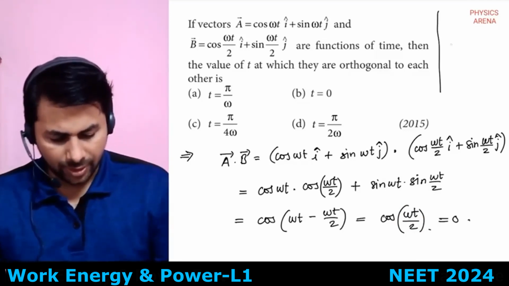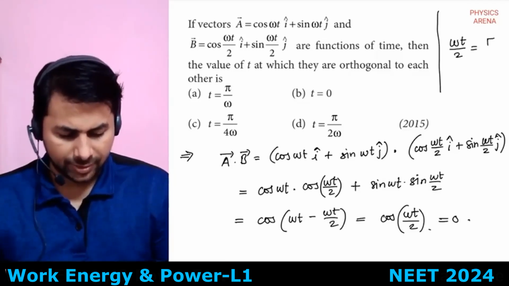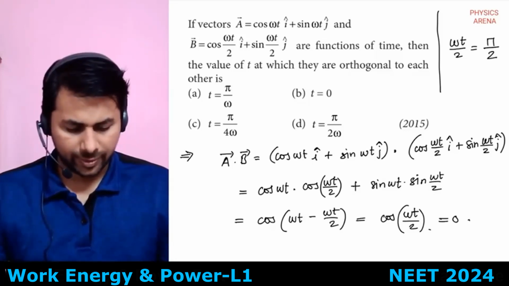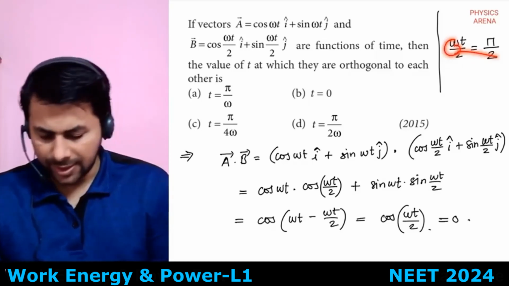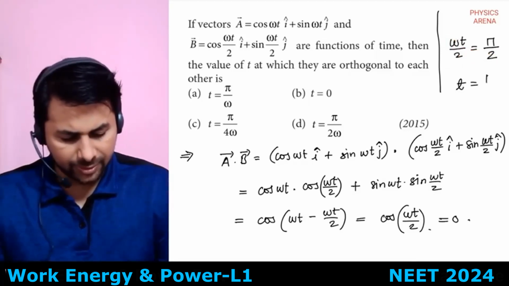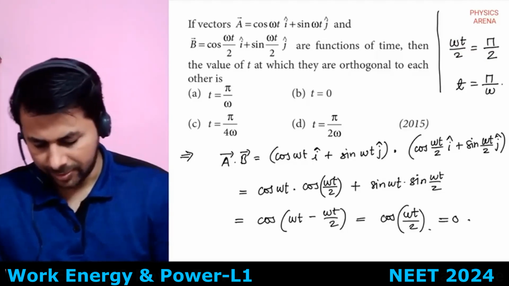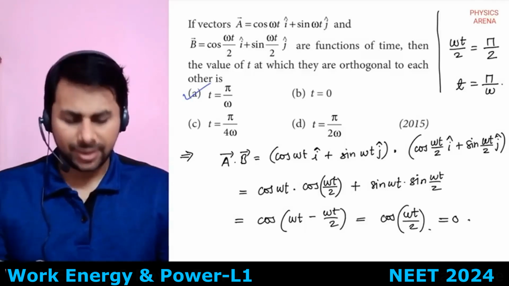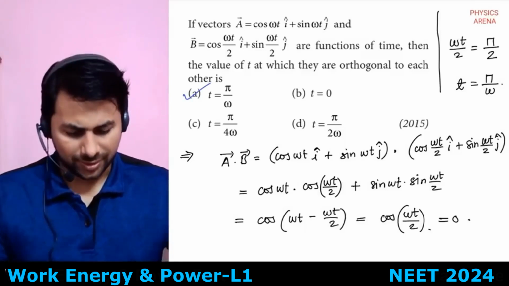Okay, that means omega t by 2 is equal to 90 degrees. That is pi by 2, right? 2 will get cancelled out. Take that omega on the other side. So we get t equals pi by omega. This is the answer. Option A. Is this clear? Yes, no? Okay.